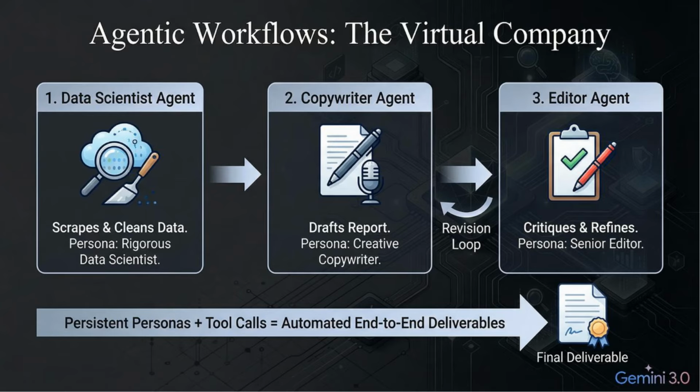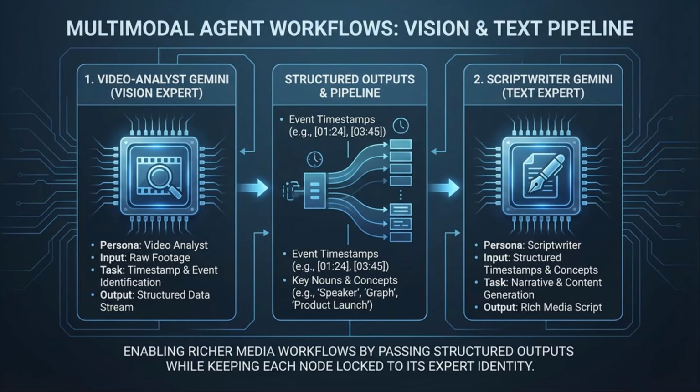Instance 2, the writer, persona, copywriter. It takes the data from instance 1 and drafts a report. Instance 3, the editor, persona, senior editor. It takes the draft from instance 2 and critiques it, sending it back for revisions if necessary. You can orchestrate this entire flow simply by defining the personas correctly. You are building a virtual company inside a Python script or a LangChain flow.